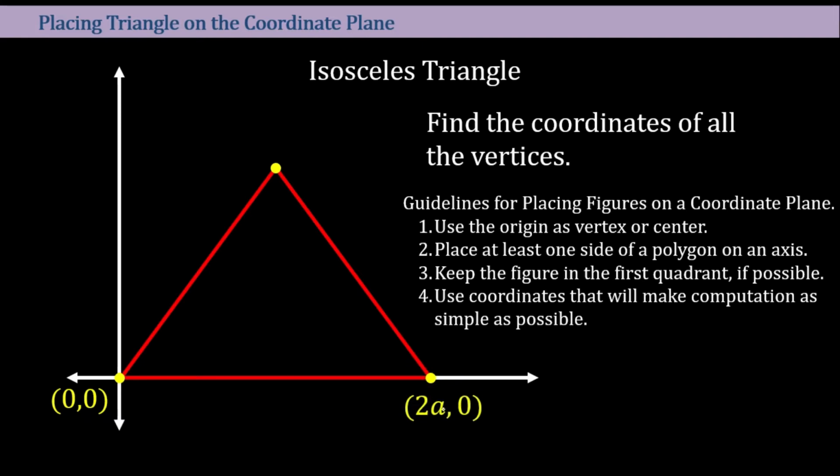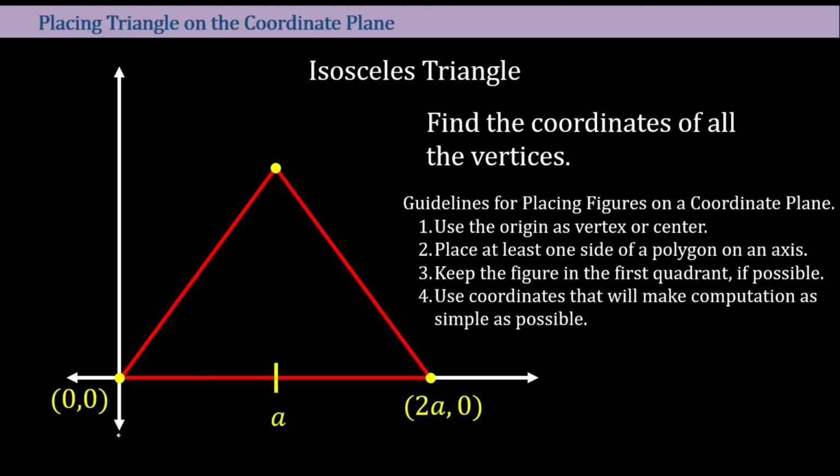Using 2a, this will make my computation much easier. Because if I'm going to give a coordinate for this point, this will become 2a, comma 0. So from this point to this point is A, from this point to this point is A as well, so that will give us 2A. Now we have two coordinates that we supply.